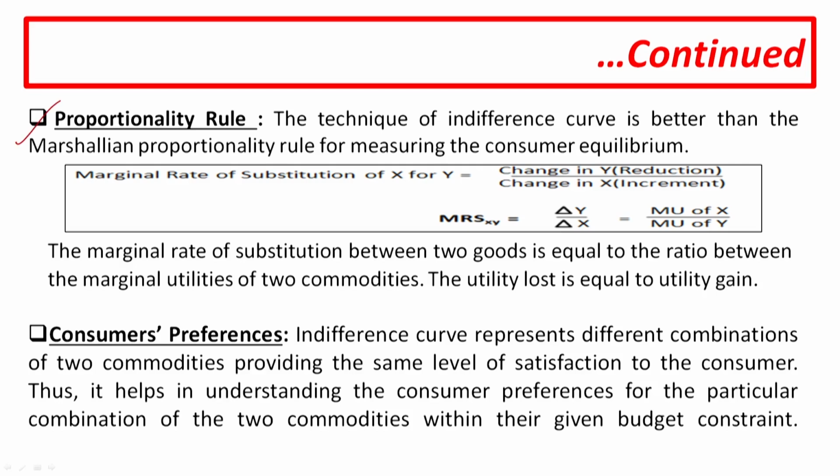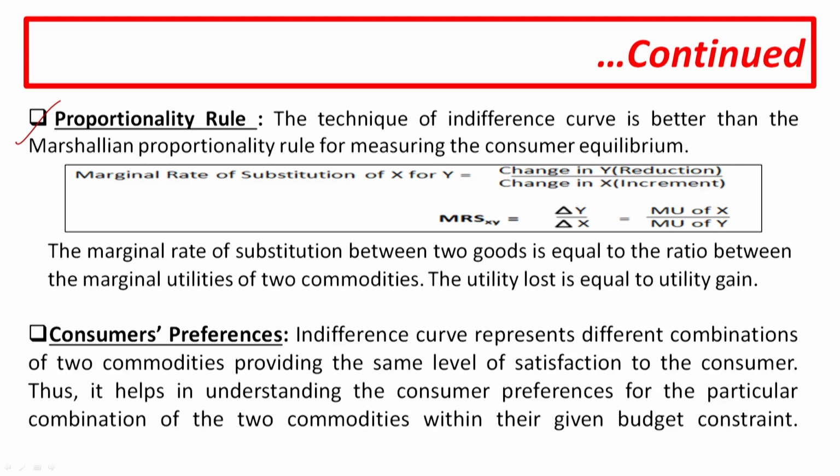Proportionality rule. Indifference curve also discusses the rule of proportionality, and it is different from the cardinal approach. Cardinal approach considered the utility from the commodity and its price. But indifference curve discusses it in a detailed manner.